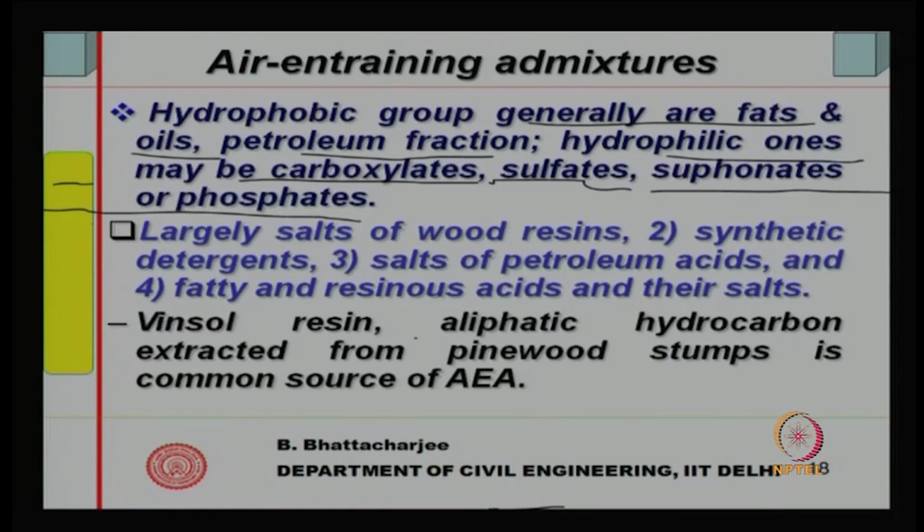For example, bean salt resin is obtained from pine wood. Bean salt resin is an aliphatic hydrocarbon extracted from pine wood. Pine wood stumps is the common source of air entraining agent. So, it is from the bean salt resin, which is obtained from pine wood, and that is the common source of air entraining agent. So, we said that salts of wood resins, therefore, this is one of the examples.